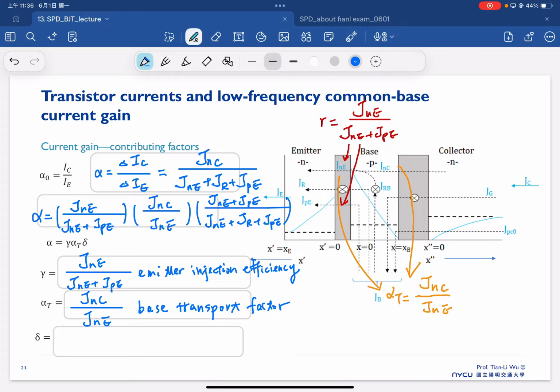So the last one, which is this one, is equal to JNE plus JPE over JNE plus JR plus JPE. So this is a term that we are interested in. Where is the JR? This is JR.